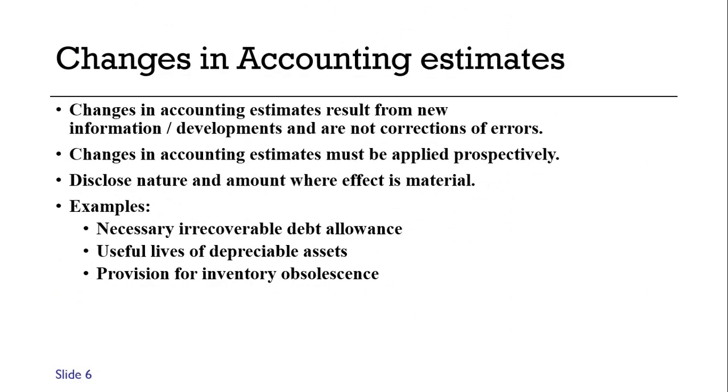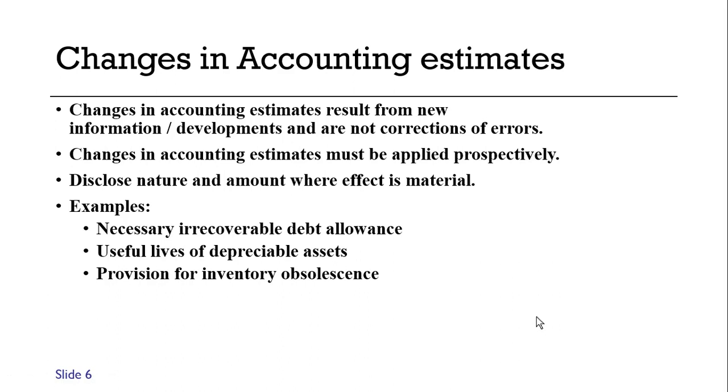Changes in accounting estimates. Changes in accounting estimates result from new information and developments, and are not corrections of errors. Now, changes in accounting estimates must be applied prospectively, meaning we are going to have to change current year figures, but of course that will have a cascading effect on future figures, so we have the word prospective there. Right, let us progress to the next one.